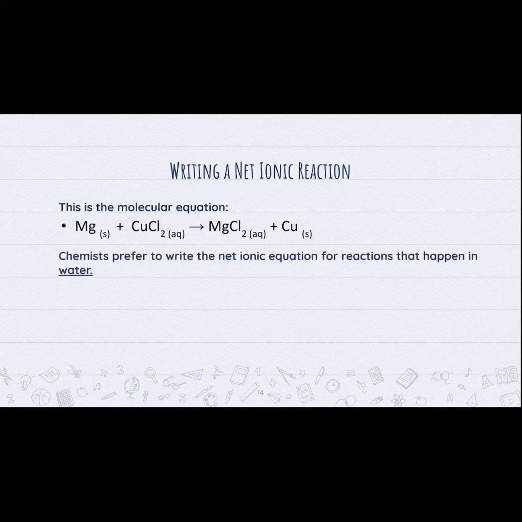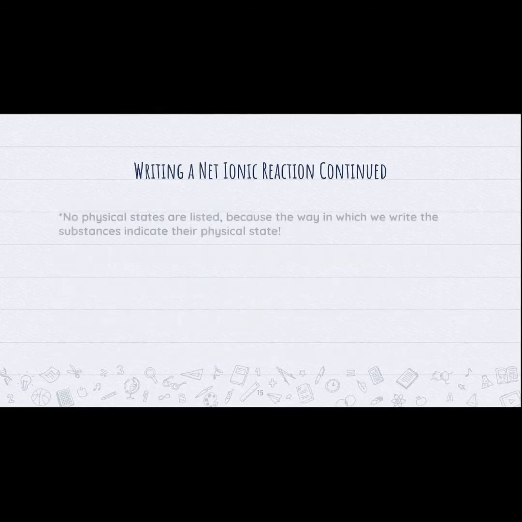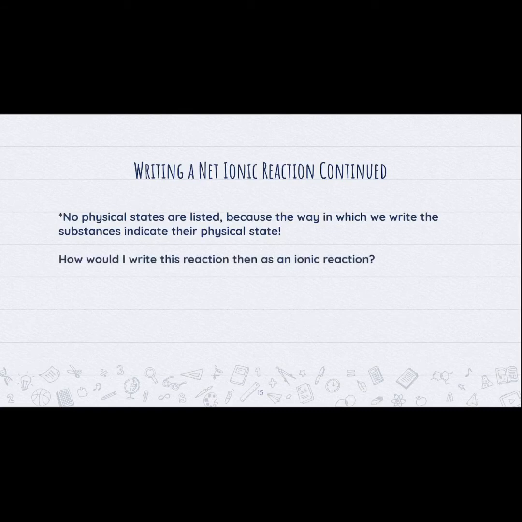Chemists prefer to write the net ionic equation for reactions that happen in water. All single and double replacement reactions happen in water. In a net ionic reaction, we write the solids together, but we write compounds that dissolve in water apart as ions. So let's look at what that means. No physical states are listed because the way in which we write the substances indicates their physical state.